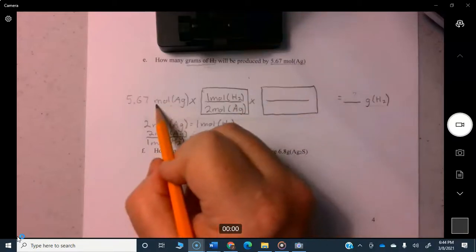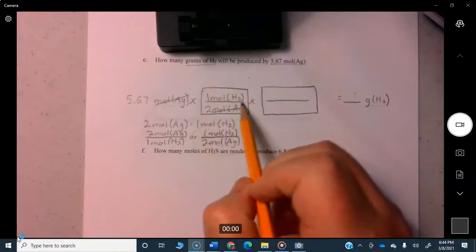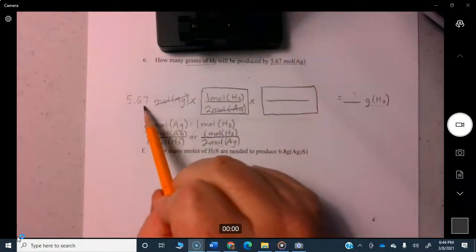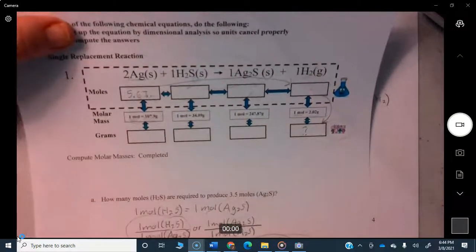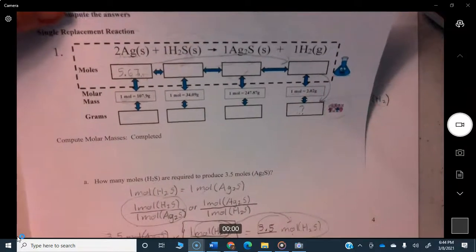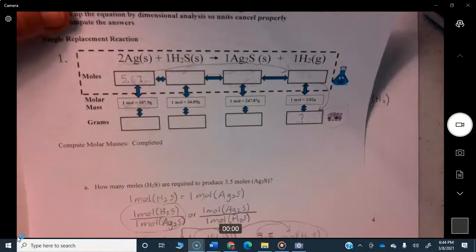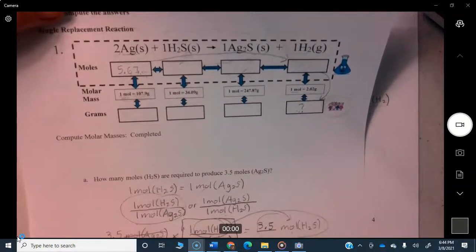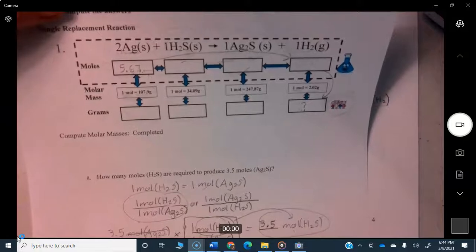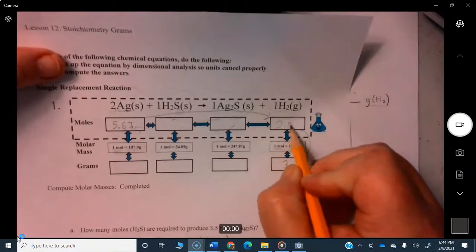Okay, and moles of Ag cancels with moles of Ag, and now what you have is moles of H2. So 5.67 times 1 divided by 2 would tell you how many moles of H2. Now we don't normally do this intermediate calculation. Intermediate means in the middle calculation, but I'm just going to do it here real quick for you. And I'm just going to round it. So it's about 2.84.